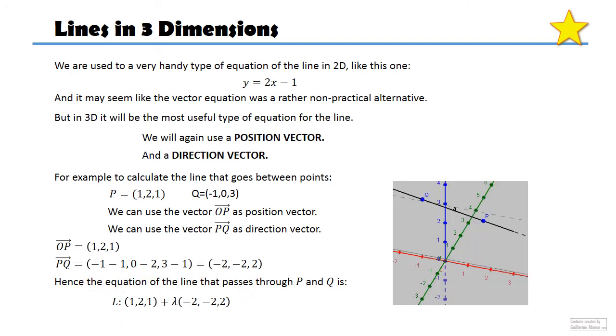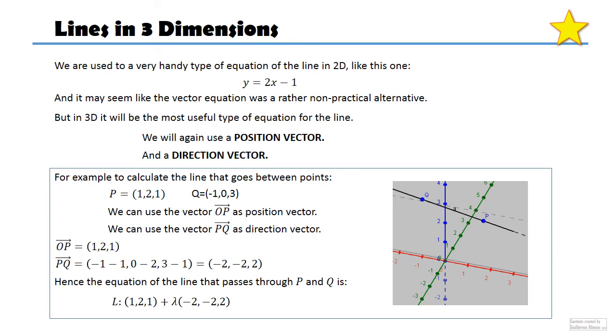Here's a bit of a graphic representation. It's not very clear, but you'd have your x-axis be the red one, your y-axis is the green one, your z is the blue one, and points P and Q could more or less be around here, and here you'd have the line in 3 dimensions.